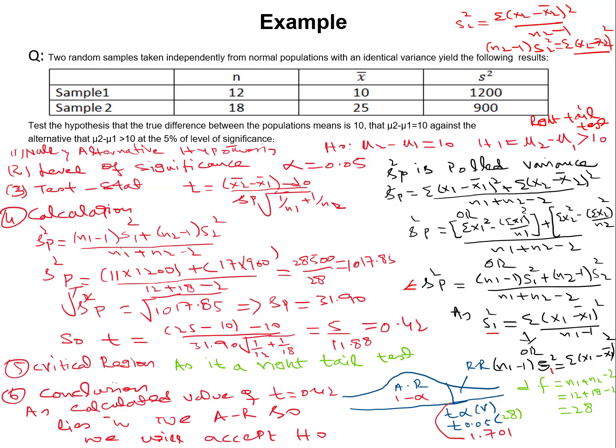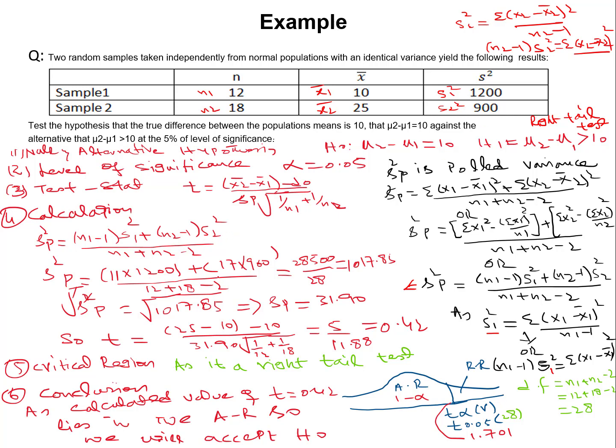divided by n1 plus n2 minus 2. So as you know, n1 is 12, so 12 minus 1 is 11 into s1 square. This is s1 square, this is s2 square, this is x1 bar, this is x2 bar, this is our n1 and this is our n2. So we just put these values.